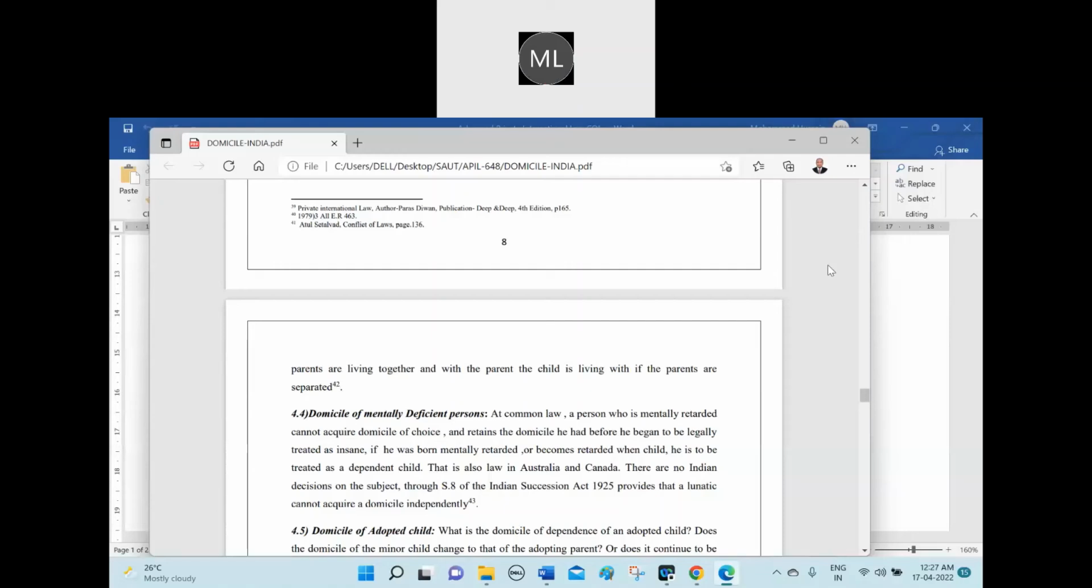If a person is mentally retarded or deficient, then what would be his domicile? The domicile he had before he began being mentally ill. The answer is, or if parents, the father, if he is legitimate; the mother, if he is illegitimate. That is the answer.